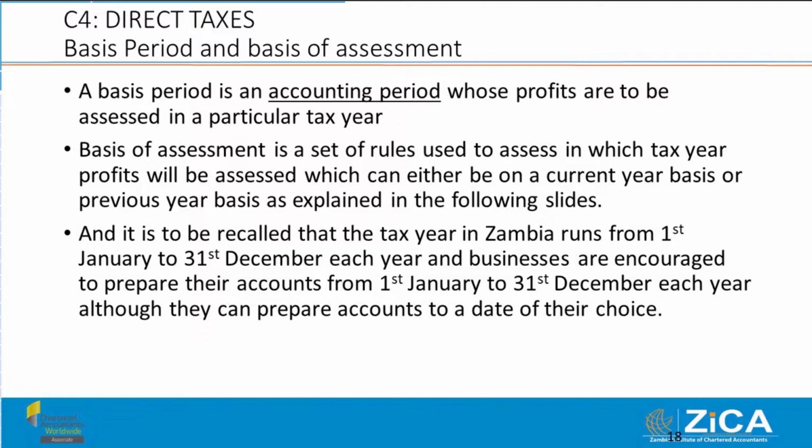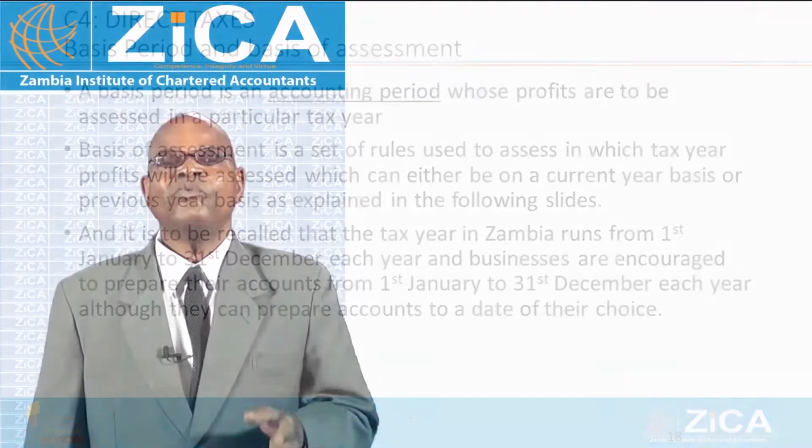And the basis of assessment is a set of rules used to assess in which tax year profits will be assessed, which can either be on a current year basis or preceding year basis, as will be explained in the following discussions. And it is to be recalled that the tax year in Zambia runs from 1st January to 31st December each year, and businesses are encouraged to prepare their accounts from 1st January to 31st December each year, although they can prepare accounts to a date of their choice, which would affect the basis periods accordingly.